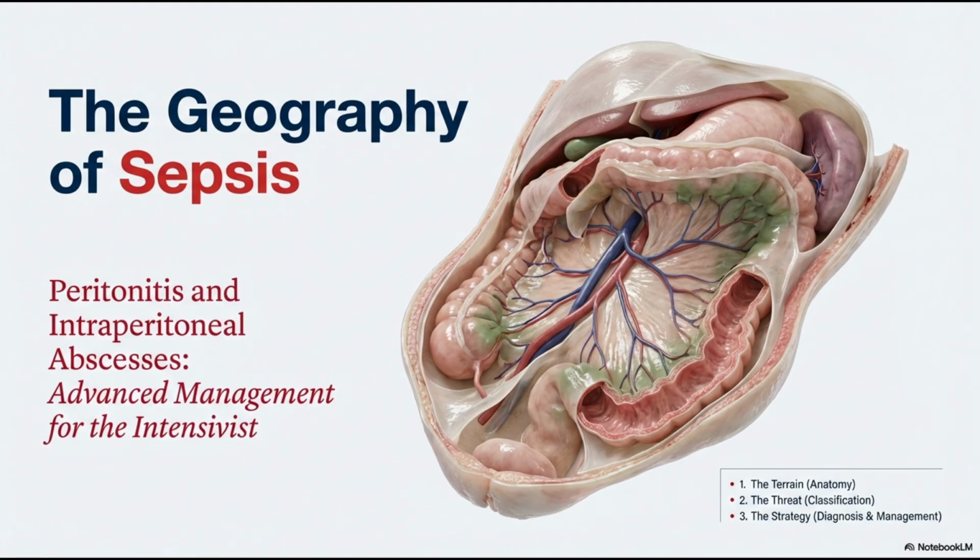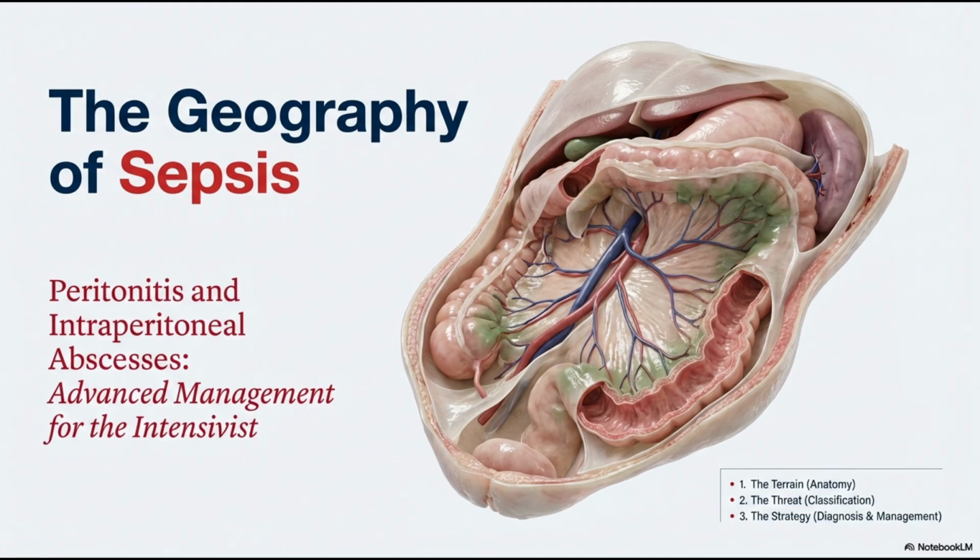That is the terrifying reality. If you don't respect the geography of sepsis, it will kill your patient while you're wondering why the broad-spectrum antibiotics just aren't working. Exactly. The abdomen is unforgiving. It hides things. So our mission today is to build a mental model for the practicing intensivist.